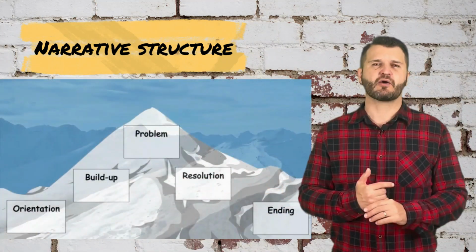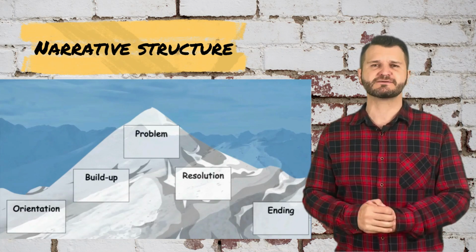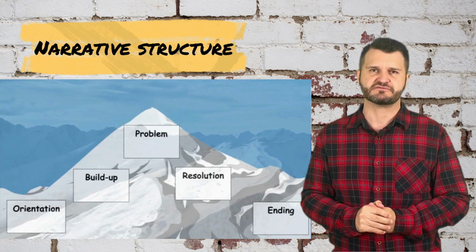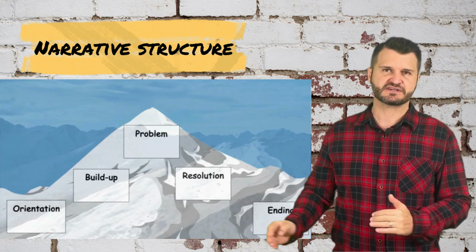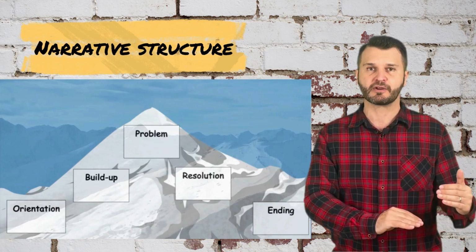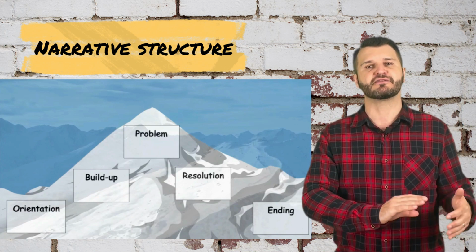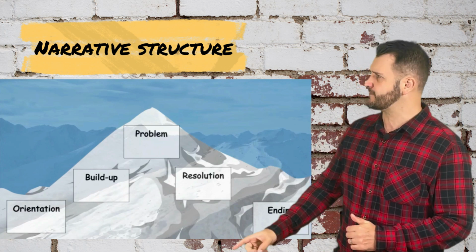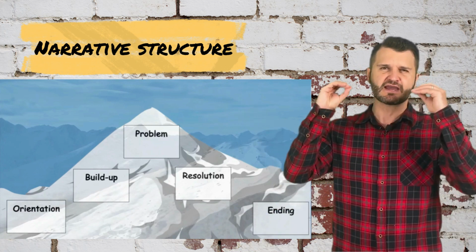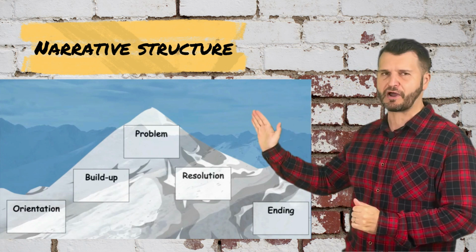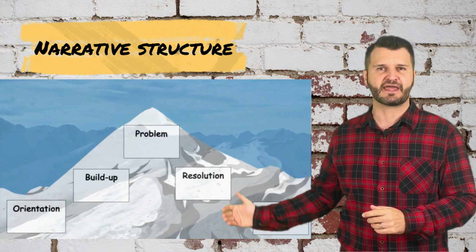Now we can use our awesome Story Mountain Planner to help us write a great sci-fi narrative. So it looks a bit like this. It has the orientation, then the build-up, then the problem, then the resolution, then the ending. Now, by sticking to this clear structure, you can really build up your narrative to a really key point, a key piece of tension, and then you can resolve that problem, fix it, and then end it.